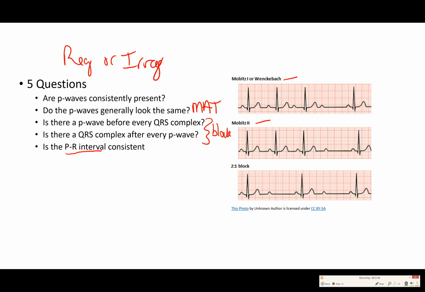So we have finished now 2 of our 6 components. We've done rate and rhythm. Next will be axis, followed by intervals. Please look for those videos to come up here in the next week or so.